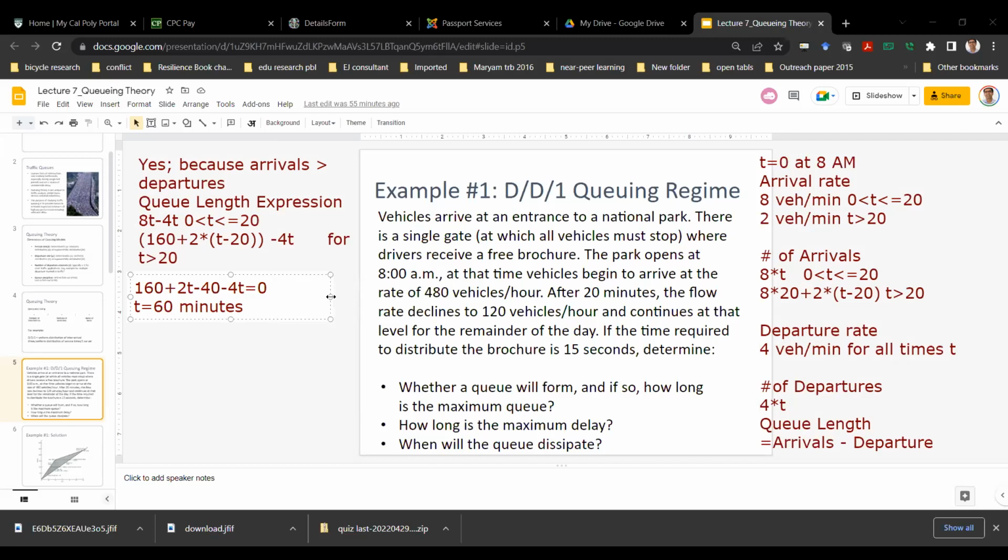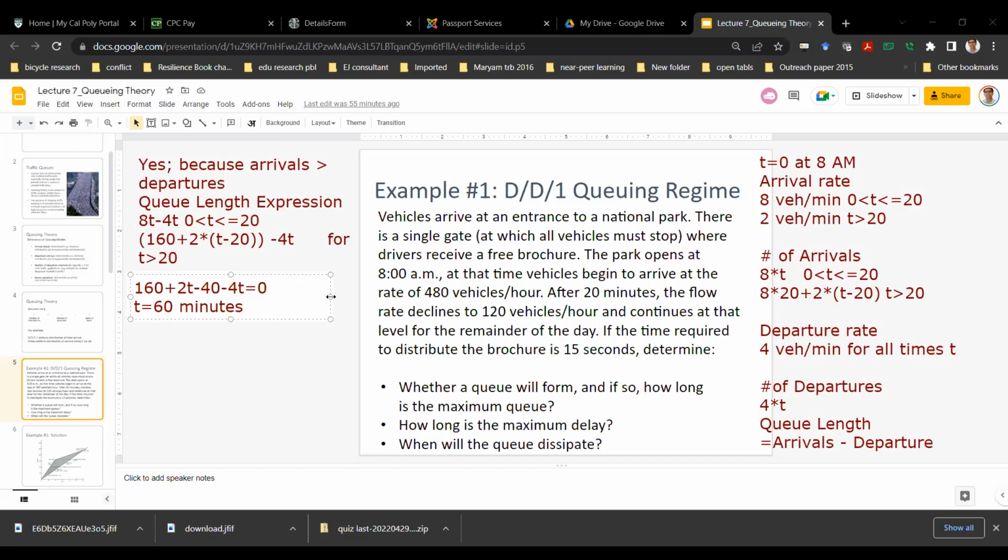So at 8 o'clock, 60 minutes will be 9 o'clock. At 9 o'clock, the queue would have dissipated. And what would happen after 9 o'clock? Now, no queue, just vehicles coming in. The ranger will take 15 seconds to give the brochure, hang out for 15 more seconds, and then maybe another vehicle will come in, give the brochure, hang out, things like that. So things are not very interesting after 9 o'clock to us, because the queue has dissipated.